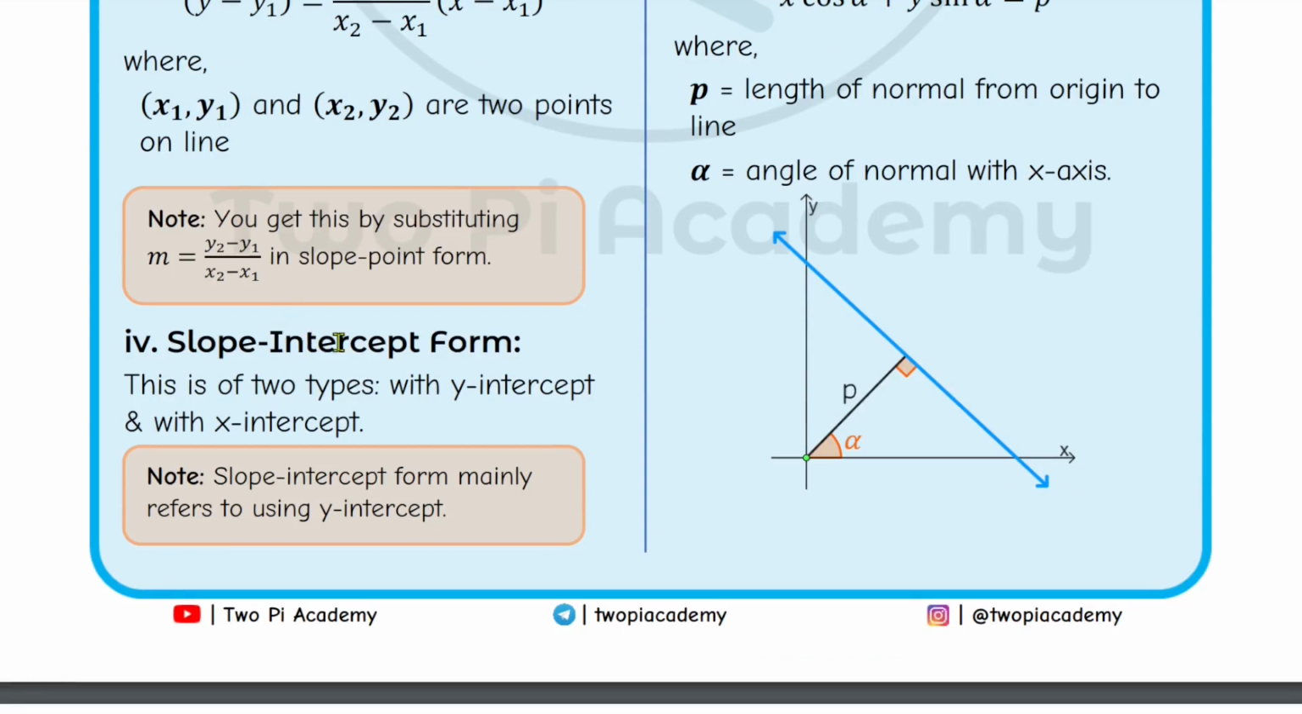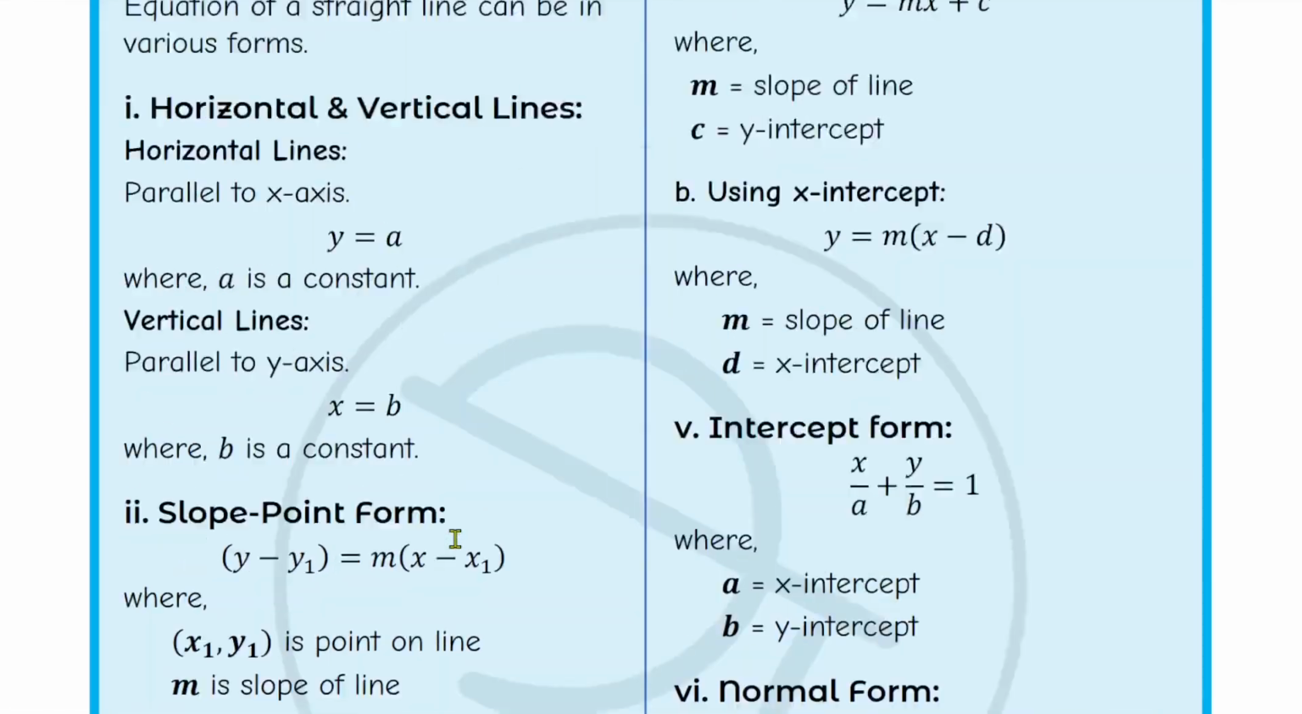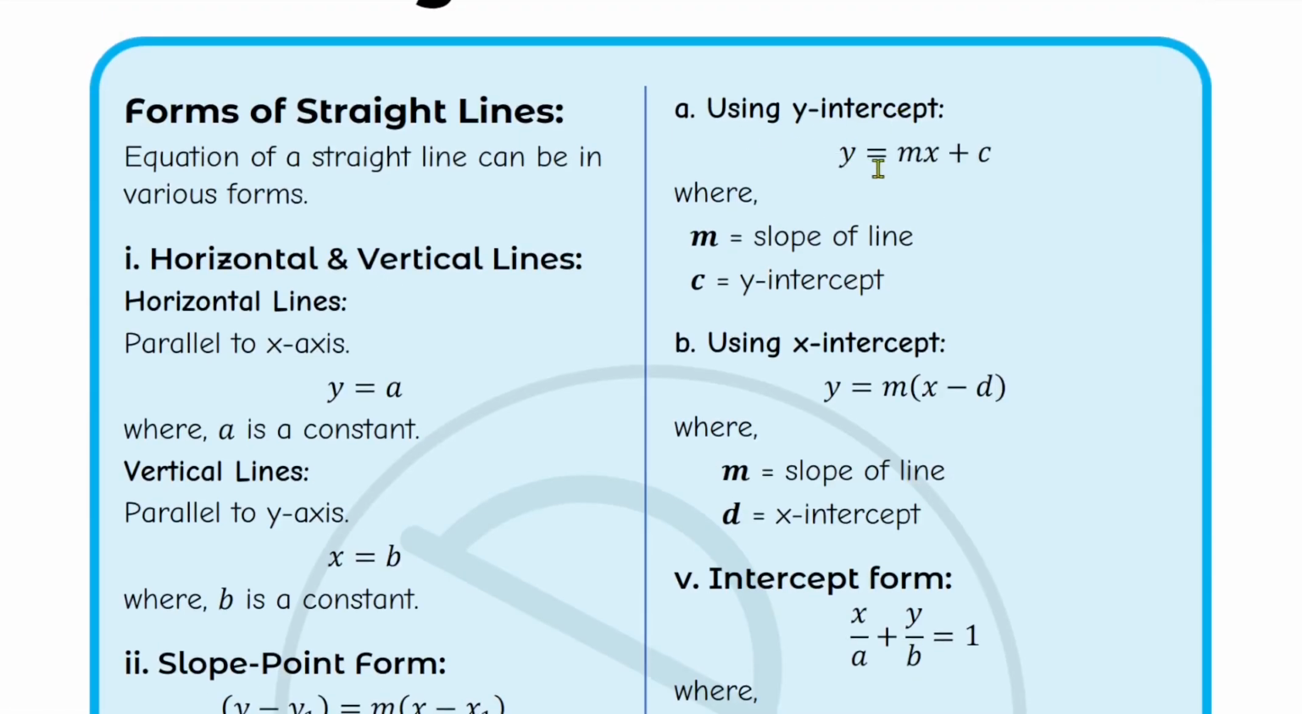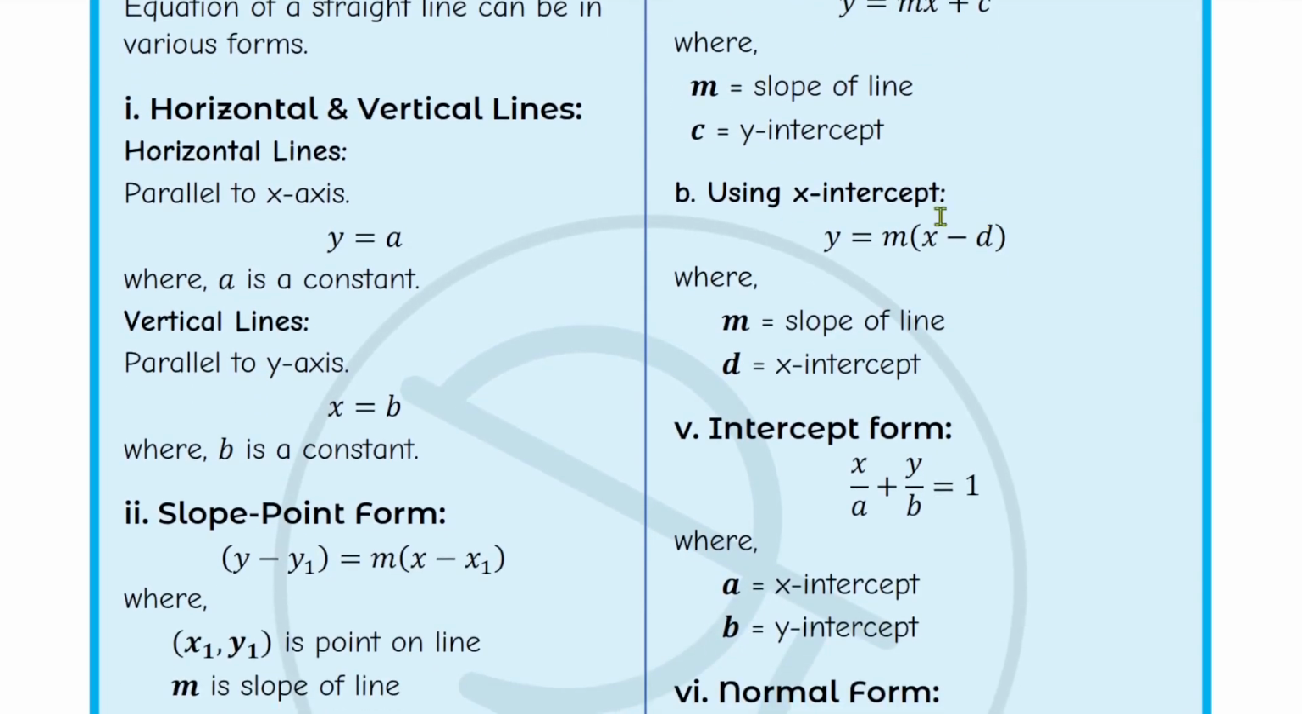And then we have the slope intercept form. In slope intercept there are two types: first, by using the y-intercept and by using the x-intercept. And generally slope intercept form refers to using the y-intercept. Using the y-intercept we have y is equal to mx plus c, where m is the slope of the line and c is the y-intercept, that is the point at which the line cuts the y-axis. And when using the x-intercept we have y is equal to m into (x minus d), where once again m is the slope and d is the x-intercept, the point where the line touches the x-axis.